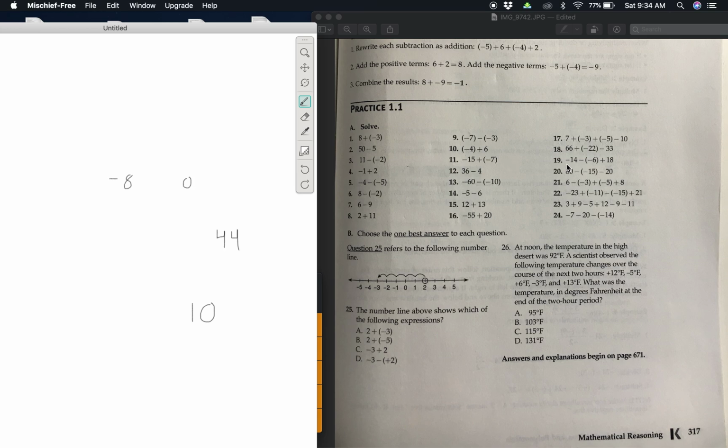Okay, let's see. Now number 20. 80 minus negative 15. So remember, when you're minusing a negative number, you're adding. So 80 minus, take away the possibility of negative 15, means we're adding 15. So 80 plus 15 is 95. Then minus 20 is 75. So the number for that one is 75.